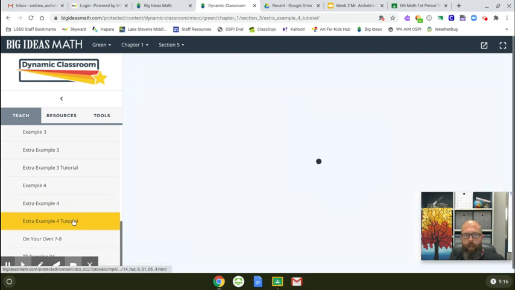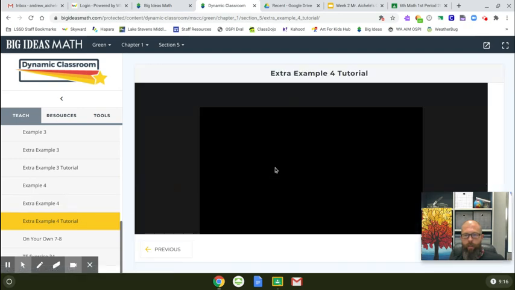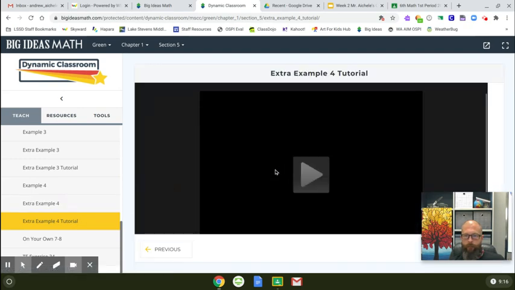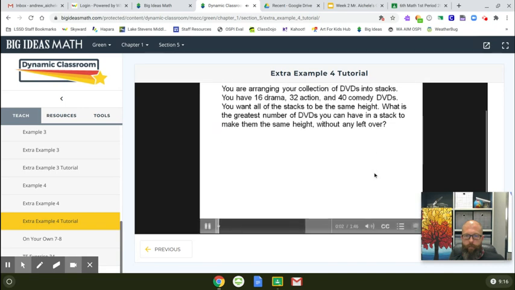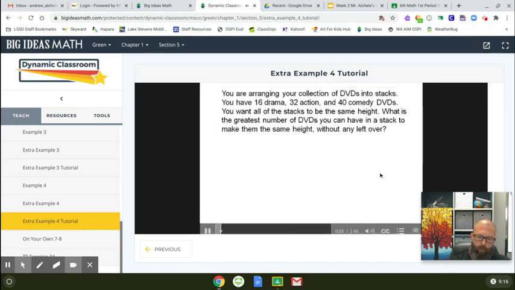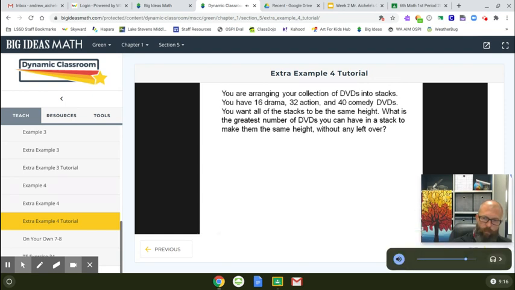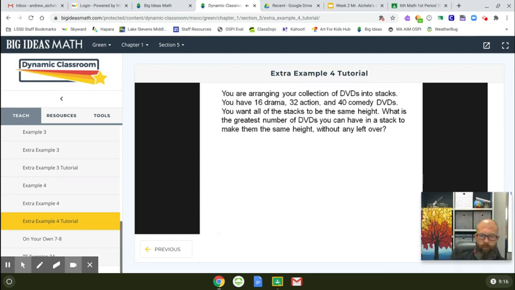You are arranging a collection of DVDs into stacks. You have 16 drama, 32 action, and 40 comedy DVDs. You want all of the stacks to be the same height. What is the greatest number of DVDs you can have in a stack to make them the same height without any left over? The GCF of 16, 32, and 40 represents the greatest number of DVDs you can have in a stack to make them the same height without any left over.